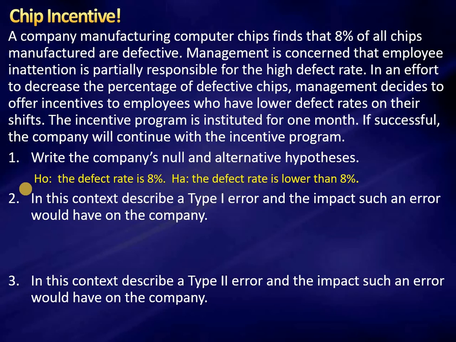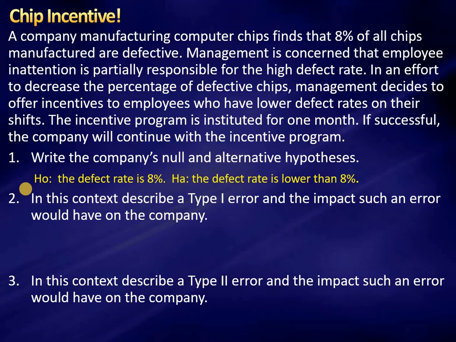You're losing money. You're throwing money at something that's not actually changing anything. Do you understand what I'm talking about there? The type 1 error in this case is negative for the management company because they're spending money on something that's actually not benefiting them.